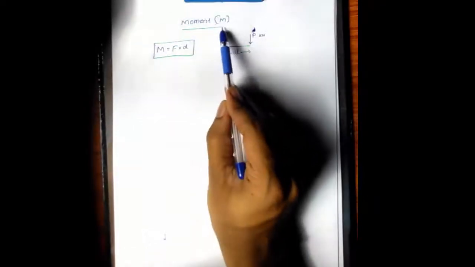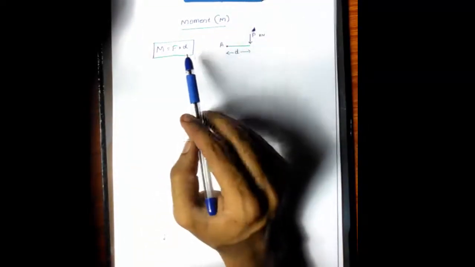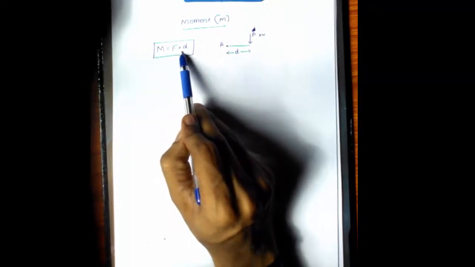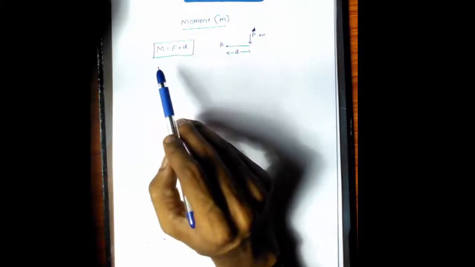So first we need to know what is moment. Actually, moment is represented by the letter M, capital M. So this moment is nothing but force into perpendicular distance. That is force into perpendicular distance.